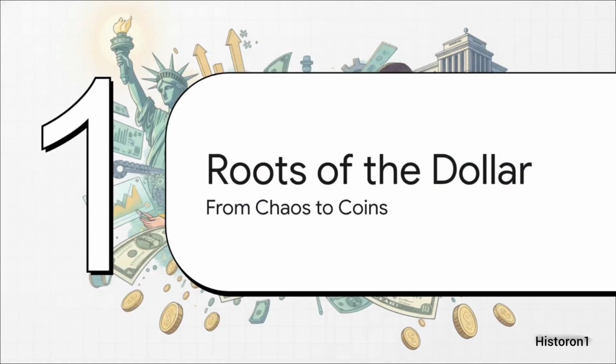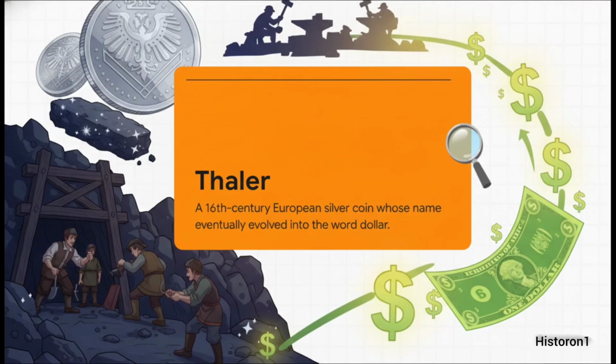Part 1. The roots of the dollar, from chaos to coins. Imagine walking into a 17th century colonial marketplace. Before the American dollar existed, merchants literally had to weigh random bits of silver just to price a barrel of goods. It was total chaos.